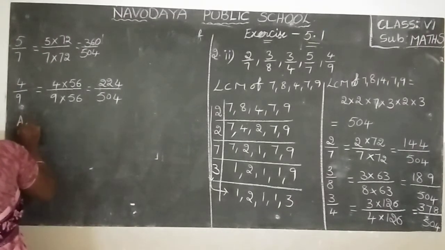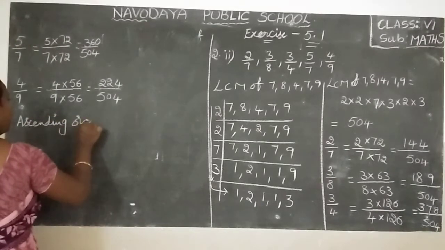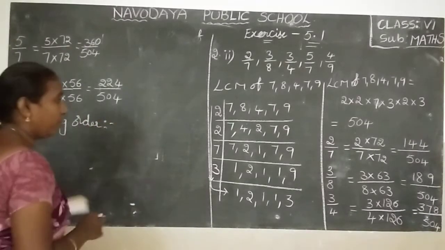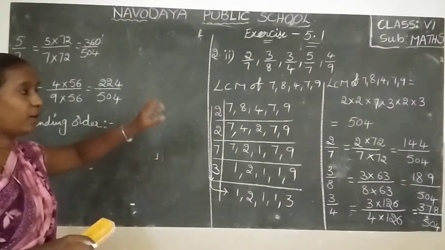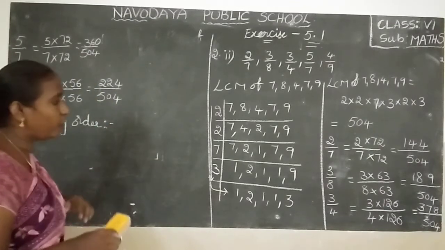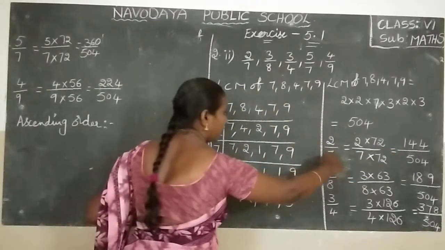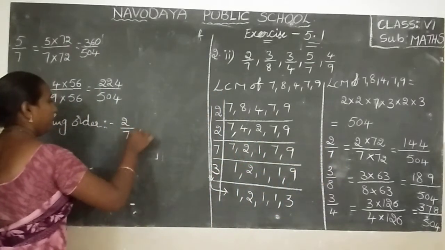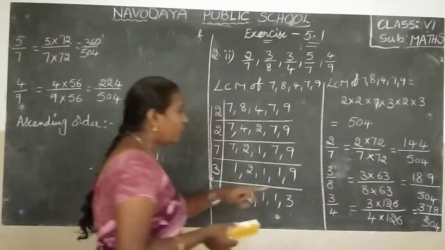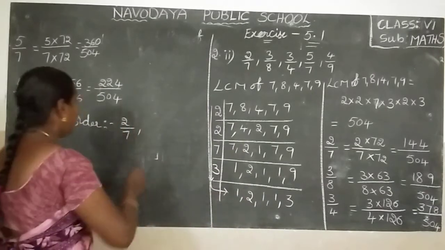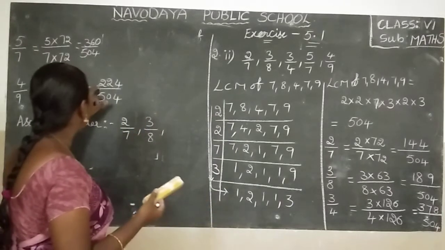In ascending order. How to arrange numbers in ascending order? It means small number to big number. What is the smallest one? So here all denominators are the same, so we have to see the numerators. What is the smallest numerator here? 144. So what is the fraction here? 2 by 7. Next, what is the next smallest? 189. So what is the actual fraction? 3 by 8.